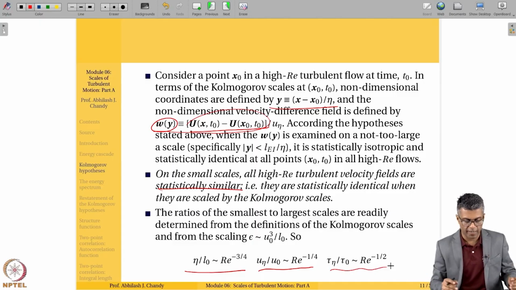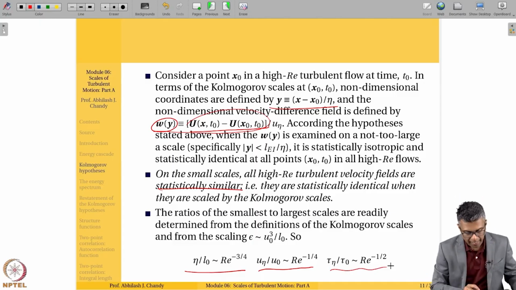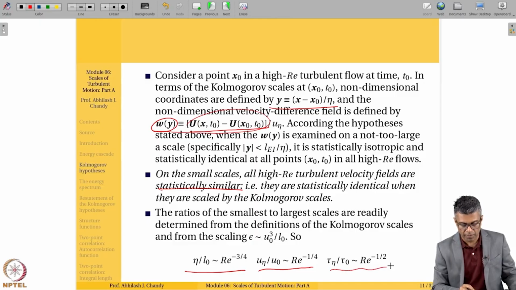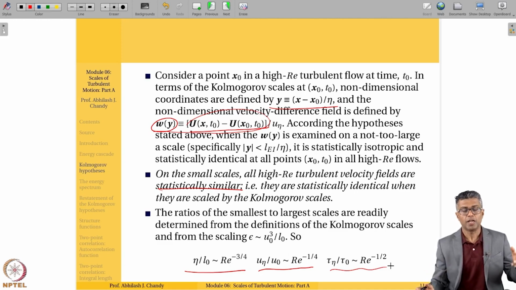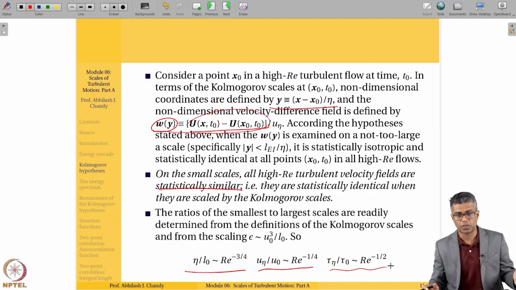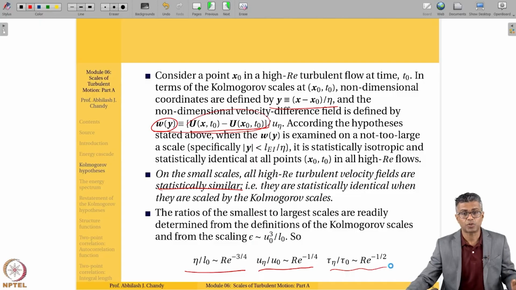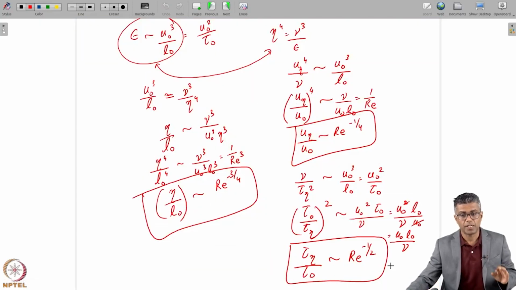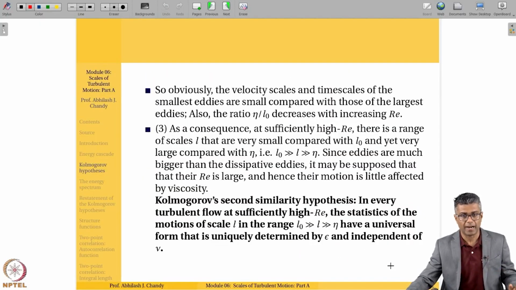So you see what I've done here. I have eta over L0, which is Re to the minus 3/4, U eta over U0, Re to the minus 1/4, and tau eta over tau 0, Re to the minus half. This is the smallest length scale to the largest length scale, the smallest velocity scale to the largest velocity scale, the smallest time scale to the largest time scale. That is what I've done here, isn't it? These three equations, as you saw, I derived.